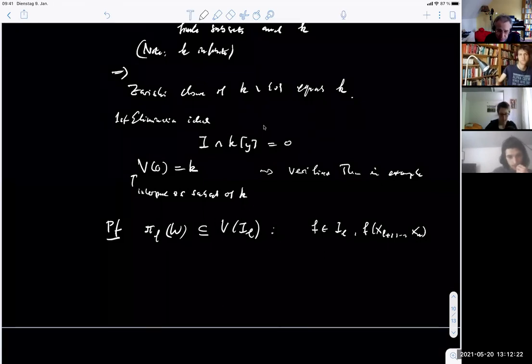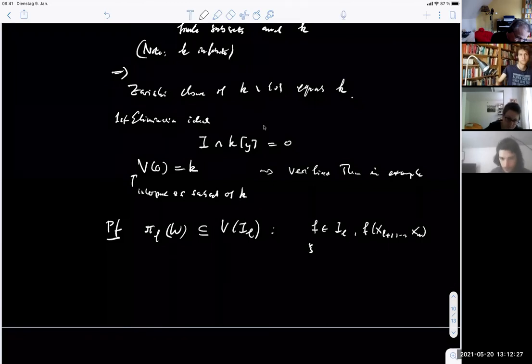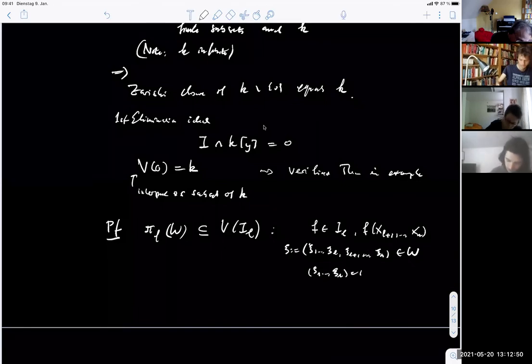Now let's take a point in pi L of W. So I have a point, psi 1, psi k, and psi L plus 1 up to psi n. This is a point in W, right? Then the projection, so if this is called psi, this is pi L of psi. So this is a point. So every point in the projection here looks like that.